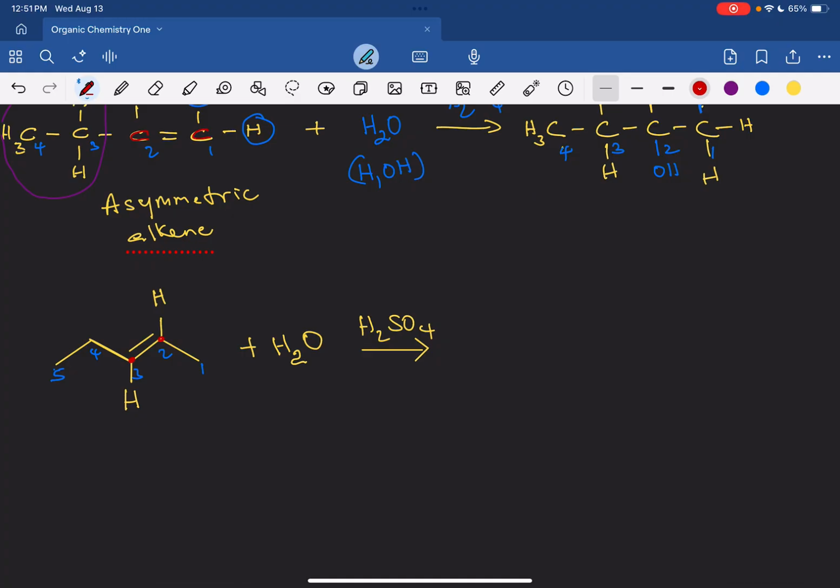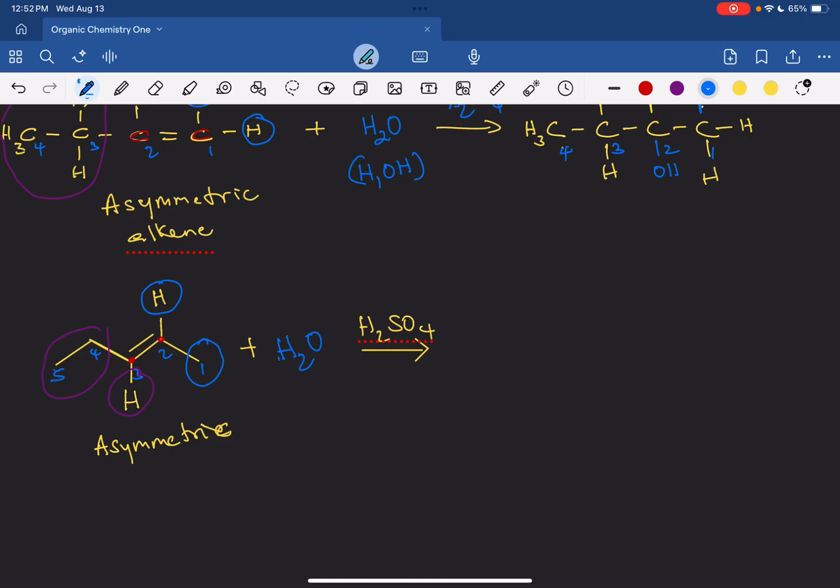or full structure, okay? So here, carbon number 2 has a hydrogen and a CH3, right? Carbon 3 has a hydrogen and a CH2CH3. So my beautiful alkene here is asymmetric, right? And I'm adding water, H2O, in the presence of sulfuric acid.